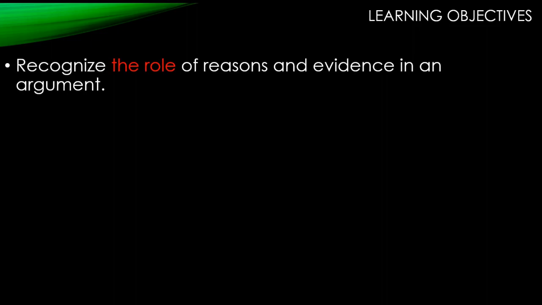The learning objectives of the chapter are for you to recognize some things. You're going to be looking mostly at conclusion, reasons, and evidence, and you really need to understand the difference between them. The first thing the chapter wants you to recognize is the role of reasons and evidence in an argument. It's important that you don't just look for a person's conclusion, but after you get their conclusion, you look at whether that conclusion is supported and how well it's supported.